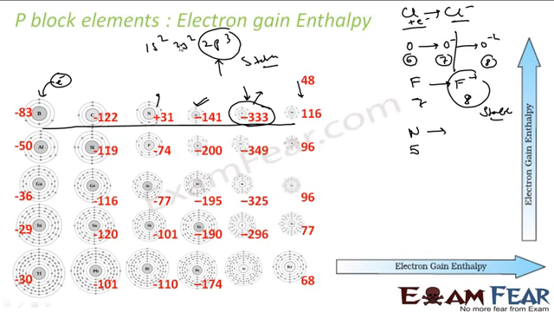That is not half filled, because half filled also gives extra stability. So nitrogen will not have a tendency to lose an electron or to gain an electron, right? So in that case, electron gain enthalpy is positive. So there are so many factors which actually decide this.